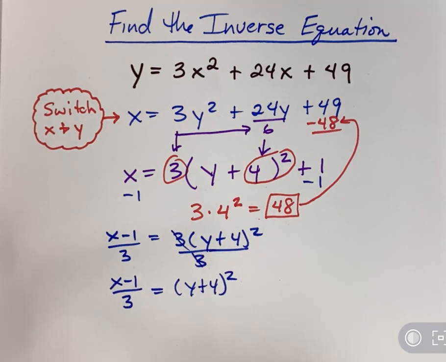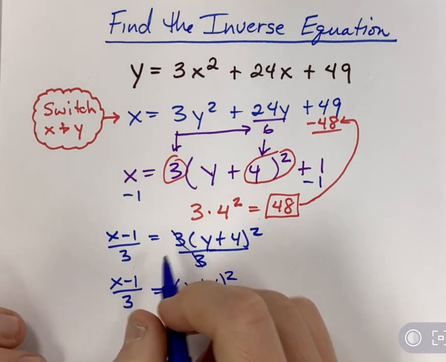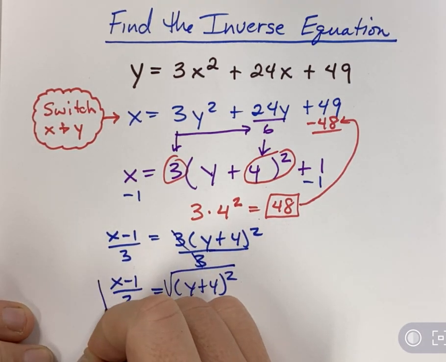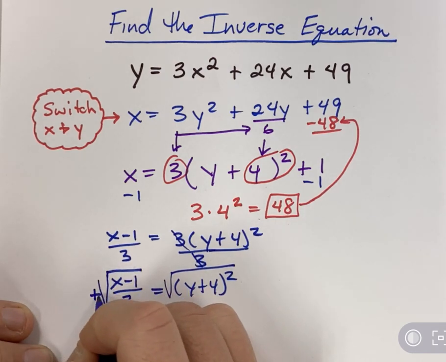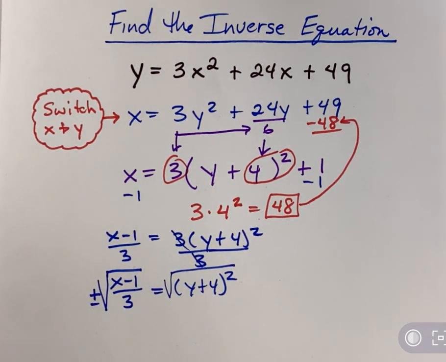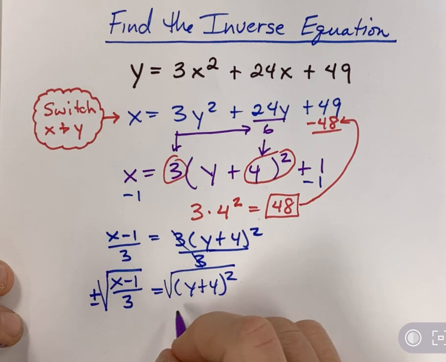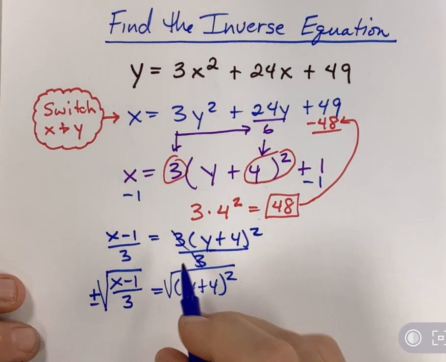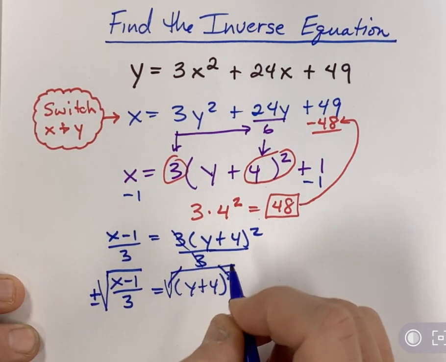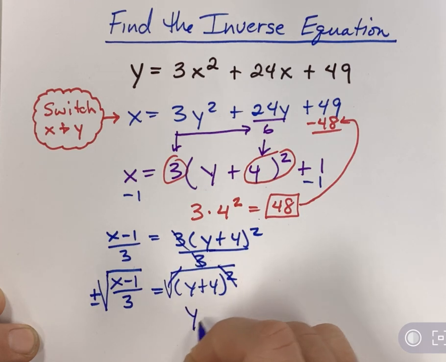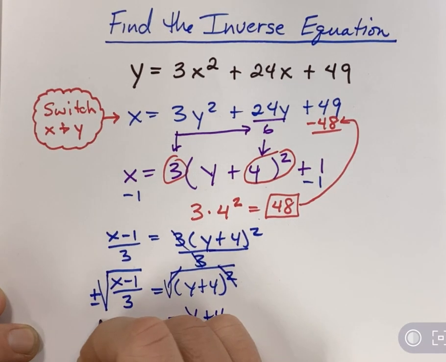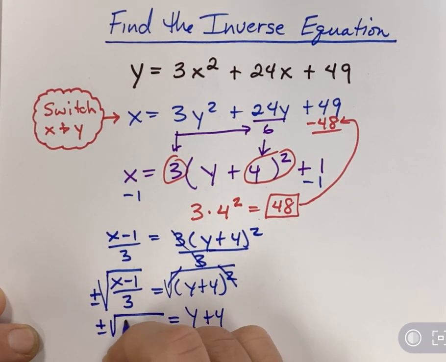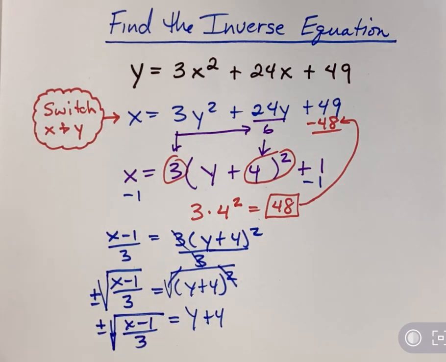To get rid of the square, we're going to square root both sides. So when I square root this and square root this, we're going to have to remember plus or minus on this part right here. Now you've got it down to y plus 4, because the square and the square root cancel out. And you have y plus 4 now equals plus or minus the square root of x minus 1 all over 3. Don't forget the square root goes around the entire fraction.